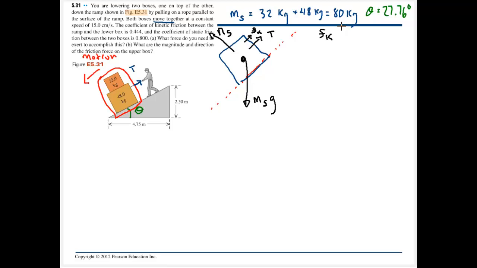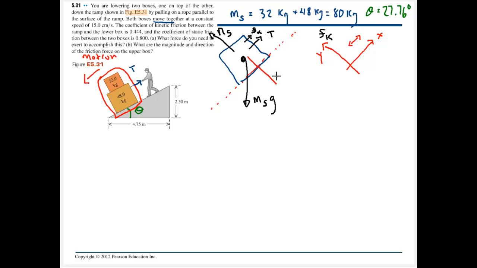So those are all of the forces that are acting on my system, and of course I want to define my xy coordinate system, kind of like we always do for ramps, where we have the y in that direction and the x in that direction. Once again, the acceleration is going to be along that ramp, all the motion is going to be along that ramp, and it just makes our life so much easier to rotate our coordinate axes.